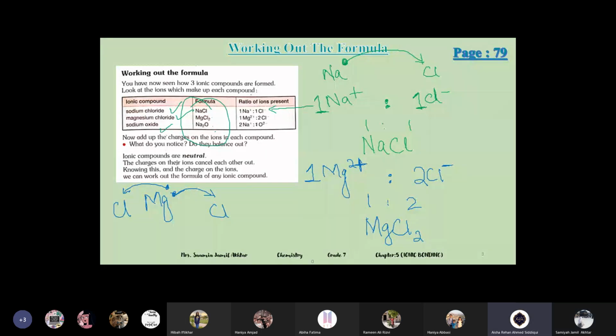Teacher, how do we know that sometimes you have to write the 2 between two elements, for example Mg2Cl? Sometimes it's written like that. Yeah, like that. See, sodium oxide also. Like sodium oxide is Na2O, right? Yes. So let's see sodium oxide. The sodium oxide diagram is also on page 78.